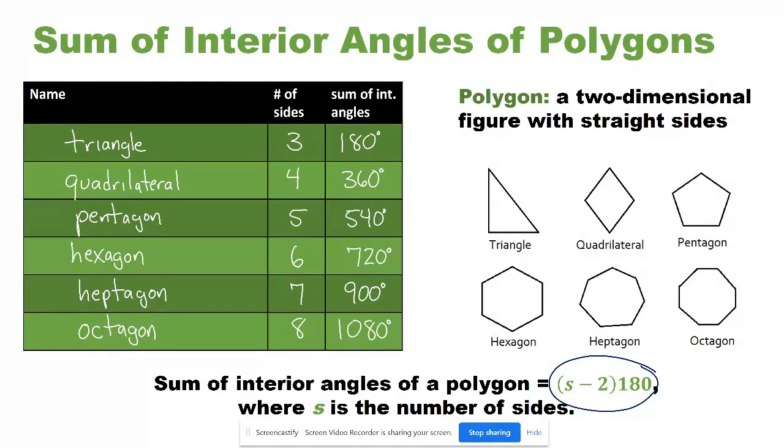So, for a triangle that has three sides, if we plug 3 in for S, we'll have 3 minus 2 times 180. 3 minus 2 is 1. 1 times 180 is 180. And that's what we know a triangle's angles add up to. A quadrilateral has four sides. We're going to do 4 minus 2 times 180. And 4 minus 2 is 2. 2 times 180 is 360. So it works again. And you can kind of see what's going to happen as you add in bigger and bigger numbers.